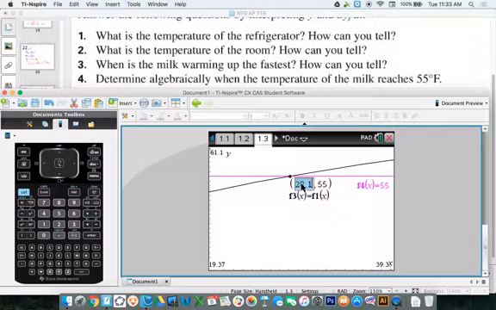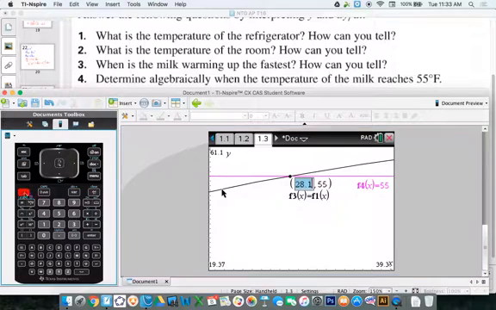Your answer is the x variable. And anytime you get an answer, you're going to want to store that. I'm going to store this into A. Oops, invalid input.